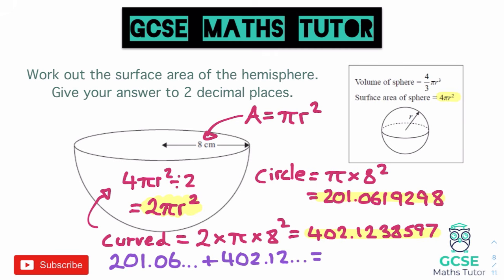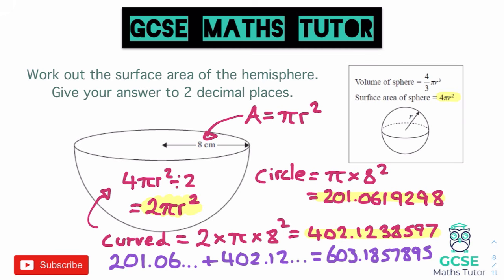So I've got the 402 already on my calculator, so I'm just going to add the 201.0619, and I get a final answer there of 603.1857895. There we go, and that is my final answer.